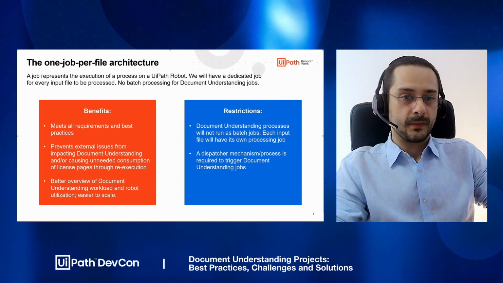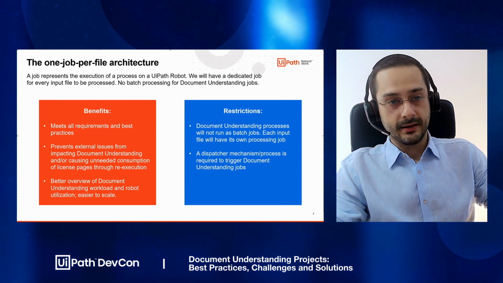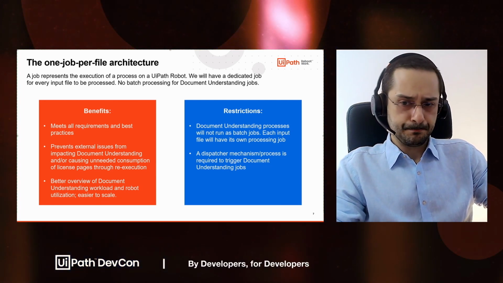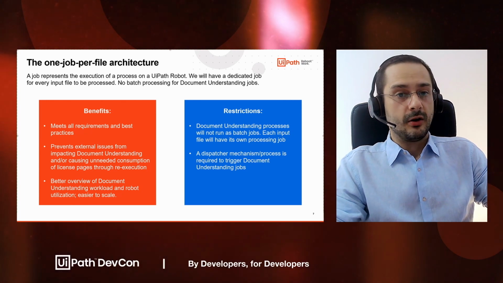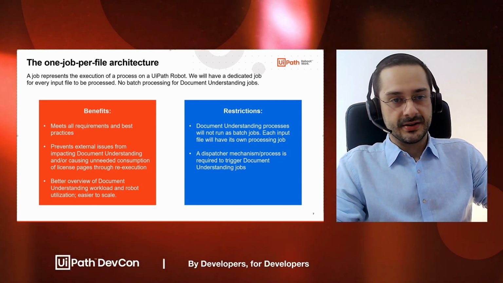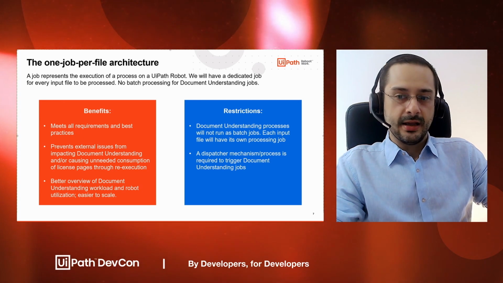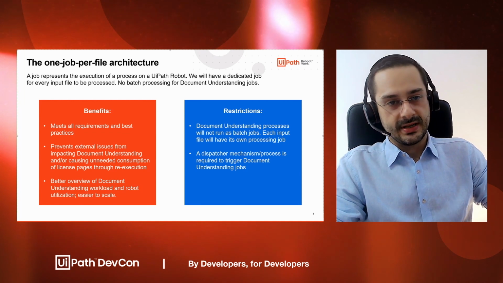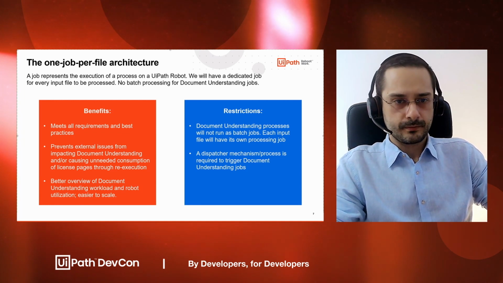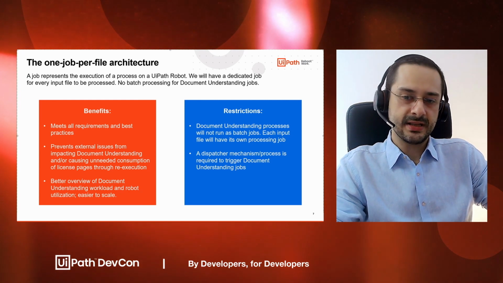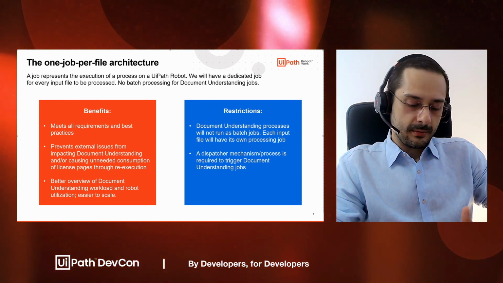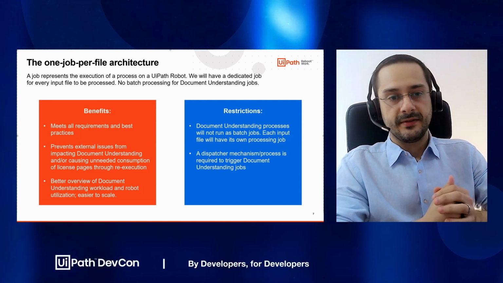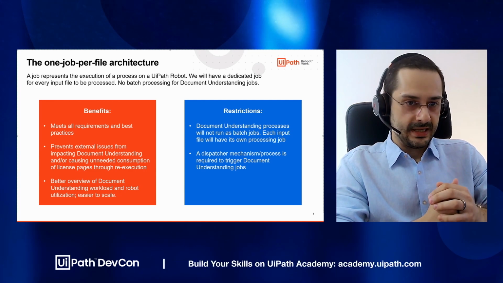This comes with a big set of benefits, the most important being that this architecture meets all the requirements and all the best practices. It prevents external application failures from impacting document understanding, which is very important because we don't want an outside application to trigger re-executions in document understanding, which would lead to unwanted consumption of license pages. And it gives a much better overview of document understanding workload and robot utilization, which makes it very easy to scale up or down depending on the needs.